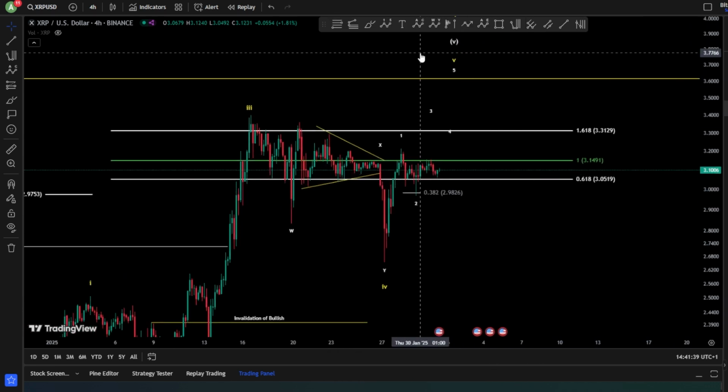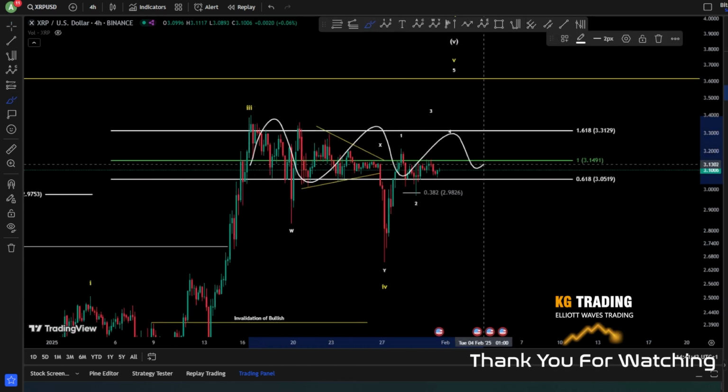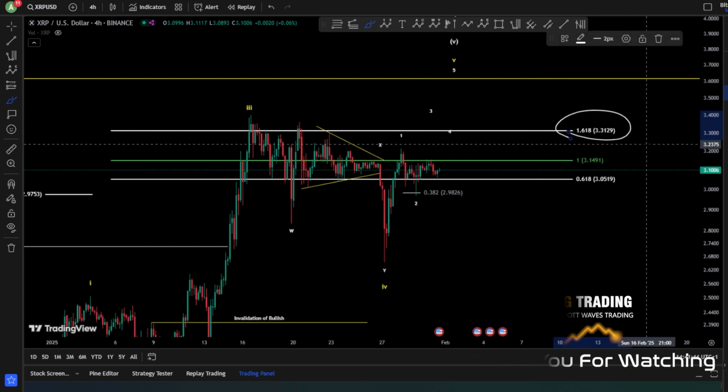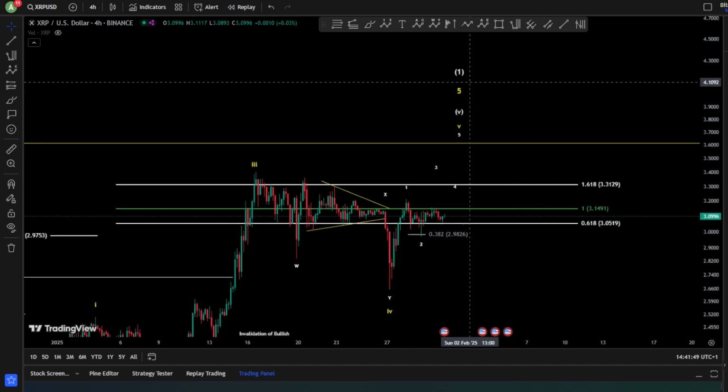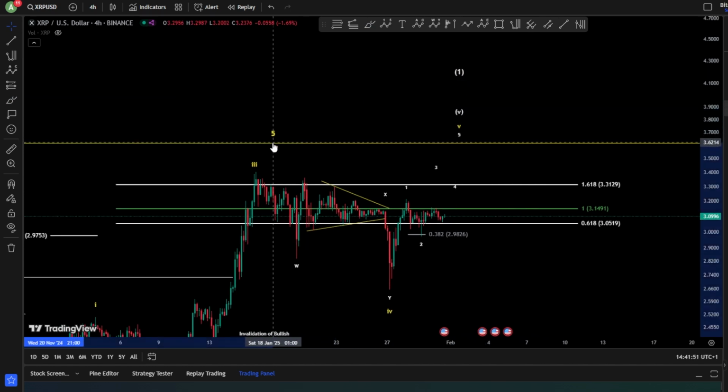Now, don't forget that anyway, we are ranging in between the perfect targets and even the 1.618 for a wave 5. And what I mean was wave 5 is, of course, the big wave 5 in the yellow.